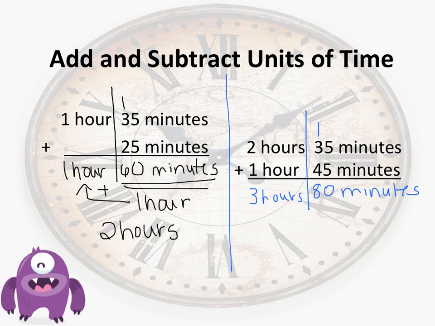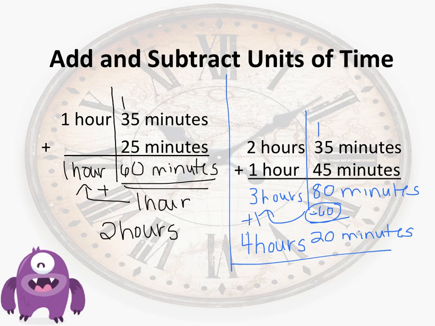Now again, I know that 80 minutes is longer than an hour, and an hour is 60 minutes. So if I take those 60 minutes out, I'm left with 20 minutes. And for those 60 minutes, I have to add an hour to my hours, giving me a final answer of 4 hours and 20 minutes.